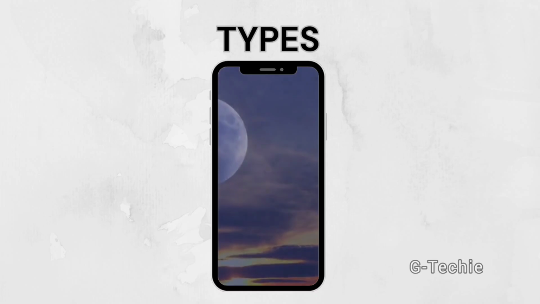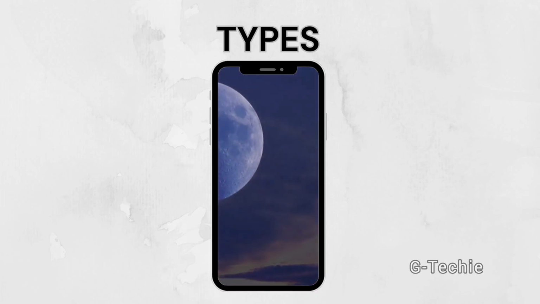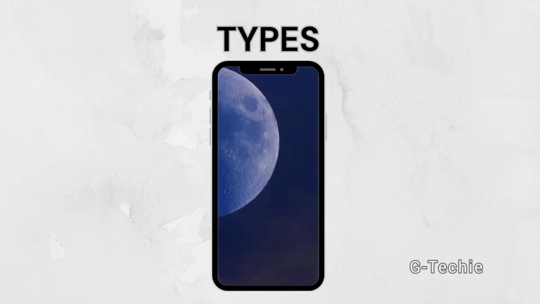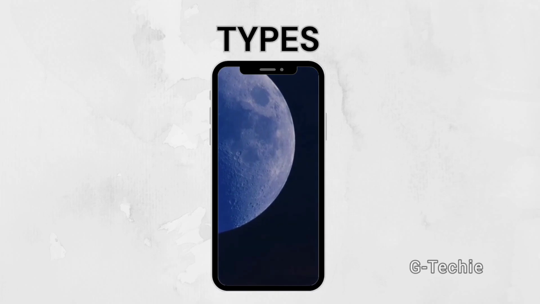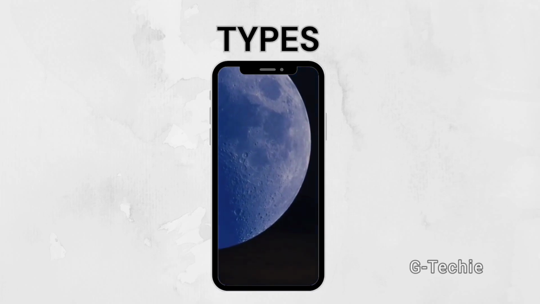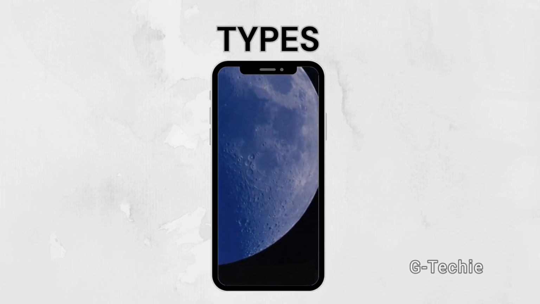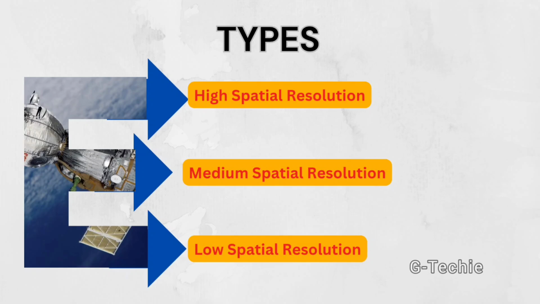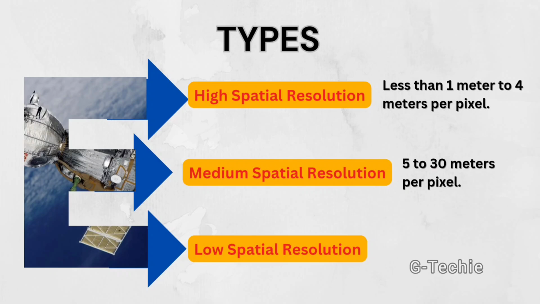This too has types, categorized by the detailing, like the zooming effect in our mobile. How much or how far we can see the details, meaning features. On this basis it is categorized into high, medium and low. For high resolution, it is less than 1 meter to 4 meters per pixel, for medium spatial resolution it's 5 to 30 meters per pixel, and for low spatial resolution, greater than 30 meters per pixel.